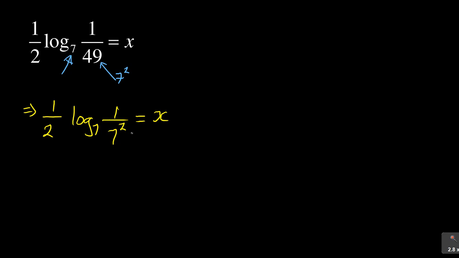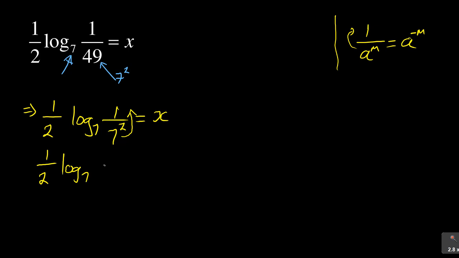Now using the laws of exponents, I need to take the 7 to the top so that it becomes, remember, it's like I've got 1 over a to the power of m. It is equal to a to the power, when it goes to the top, the division sign disappears, then it's replaced by the negative m. So that's what I'm just doing there using the laws of exponents. So it's 1 over 2 log in base 7, and then 7 to the power negative 2. This is equal to x.